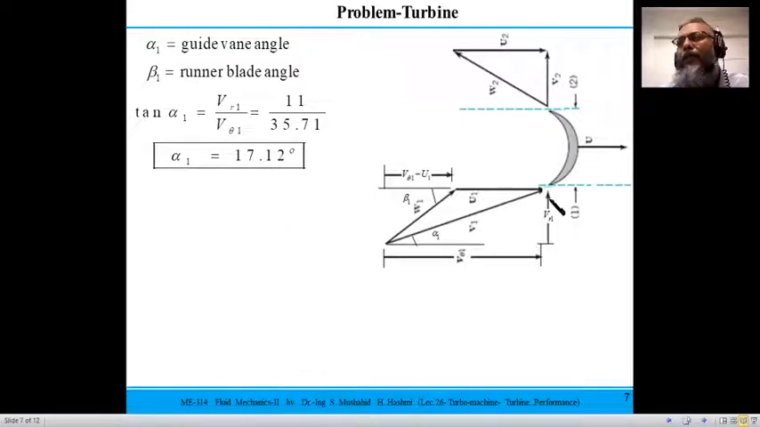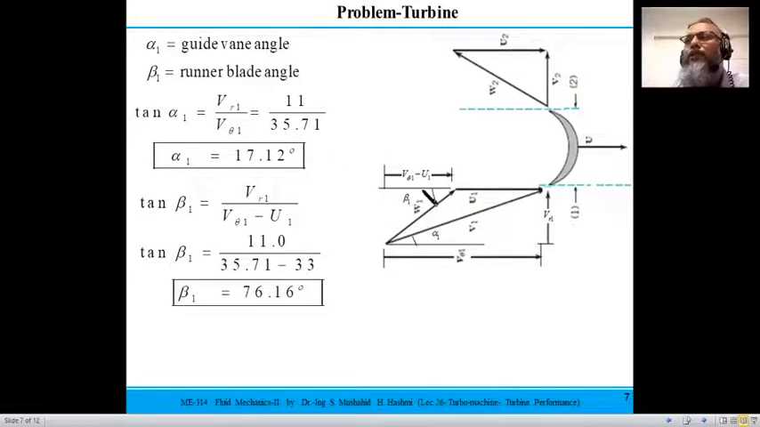The formula is tangent of alpha equals perpendicular over base. Perpendicular is VR1, which is 11 meters per second, and the base is v theta 1, which is 35.71 meters per second. So you know this angle alpha 1, which is your first unknown, and then you can easily work out beta 1. Beta 1 is perpendicular over base. The perpendicular is VR1 and the base is v theta 1 minus U1, so 35.71 minus 33 is the difference. In this way you can calculate the runner blade angle at the inlet.